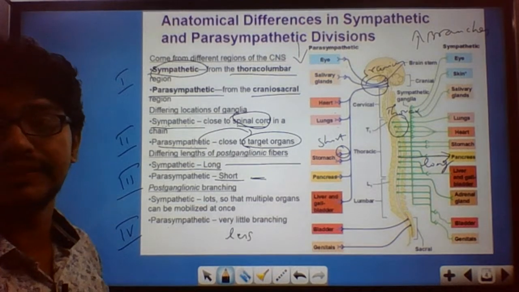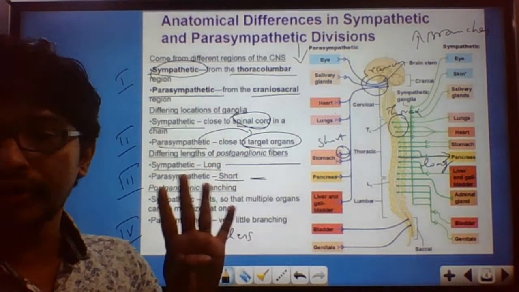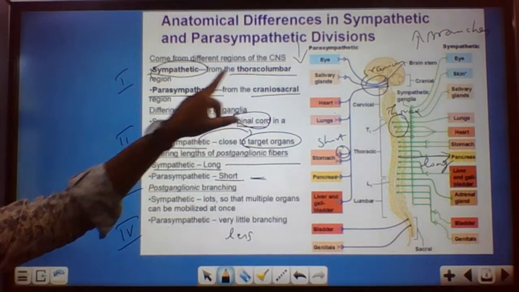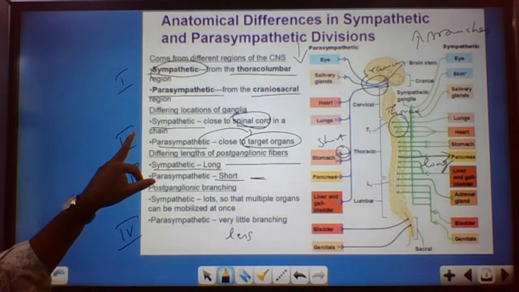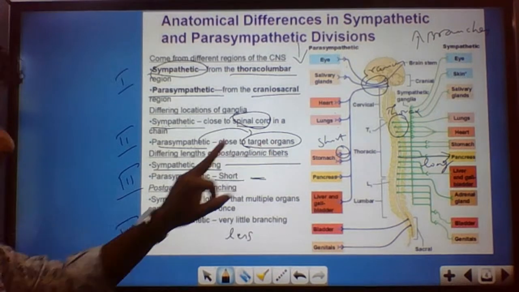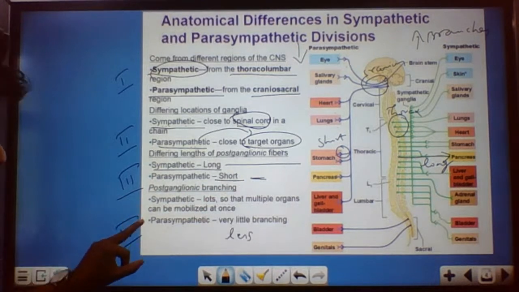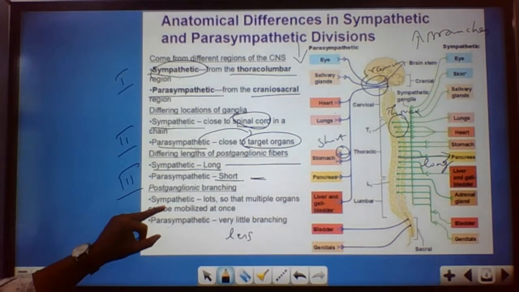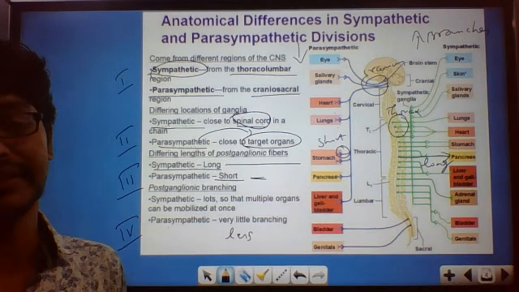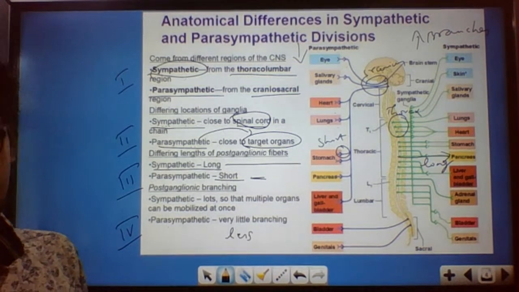Anatomically, if you want to differentiate the sympathetic and parasympathetic nerves under the autonomic nervous system, these are the four differences. The first is location: sympathetic is from the thorax region, parasympathetic from the cranial region. Second, sympathetic is very close to the spinal cord, parasympathetic very close to the target organs. Third, sympathetic is long and parasympathetic is short. Fourth, sympathetic has more branches and parasympathetic has very few. This makes the overall difference between the sympathetic and parasympathetic.